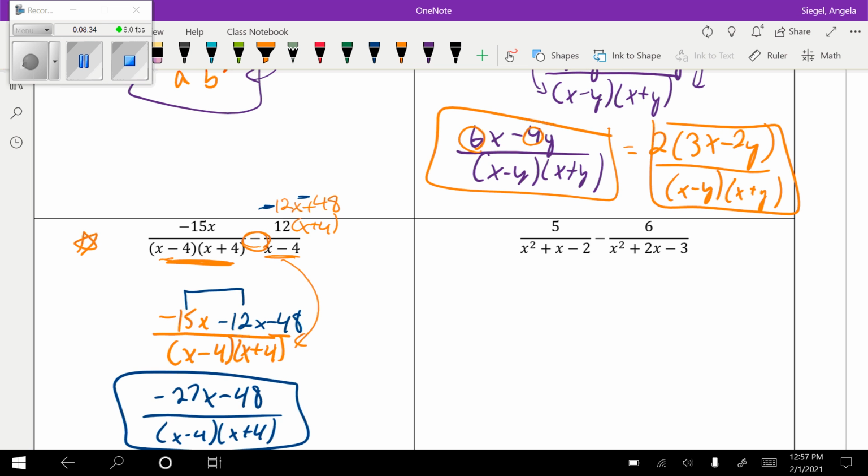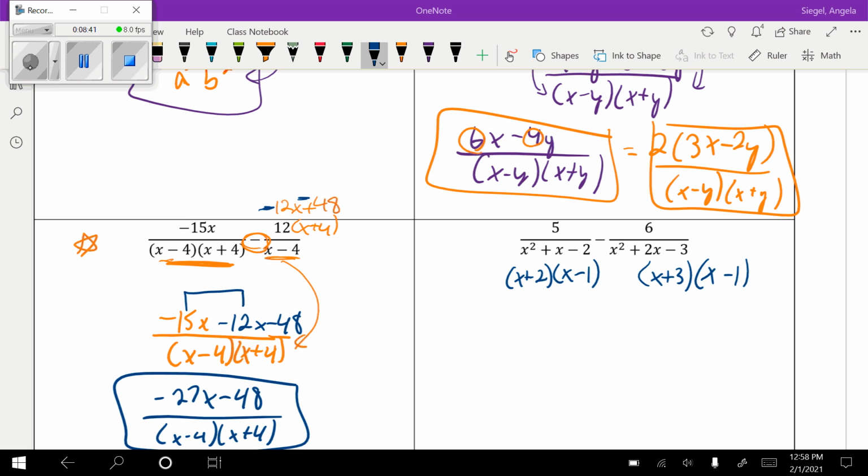So this one is bad. This is the first one that we are going to have to factor. So go ahead and factor those two pieces and see what you get. Okay, so I just want to make sure that you factored correctly. So this is what you should have gotten for both of them. And so now figure out your LCD.